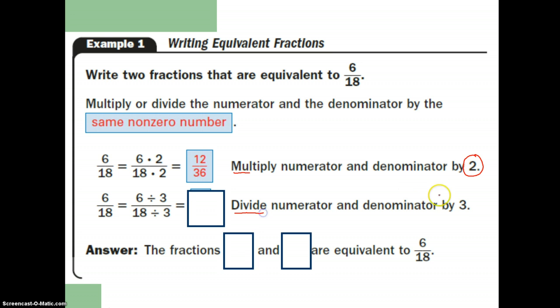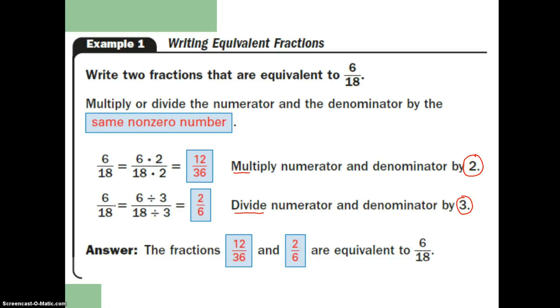The next fraction we're going to make is dividing by 3. I know I can divide by 3 because 6 divides evenly by 3, and so does 18. 6 divided by 3 is 2, 18 divided by 3 is 6. 12/36 and 2/6 are equivalent to 6/18.